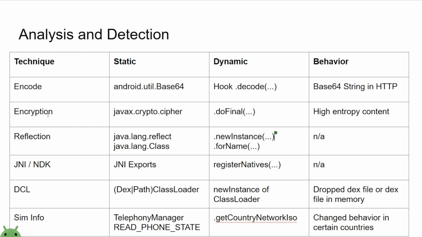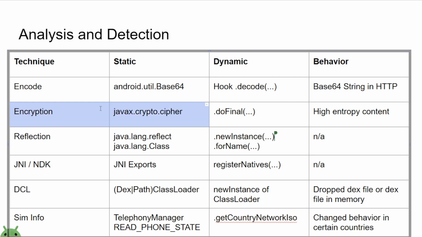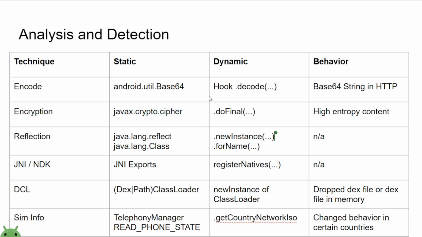Next technique, encryption. When malware uses encryption, they're probably going to use javax.crypto.Cipher. Again, that's not guaranteed. They can implement their own, but in practice, they'll probably do this. The way you might see that is you would see the Cipher and a doFinal. So you could simply hook doFinal to actually decrypt the stuff dynamically by just dumping it out. And what behavior might this show? If you find some content retrieved remotely, that content might have high entropy. Encrypted content tends to have a high entropy value, if you didn't know.